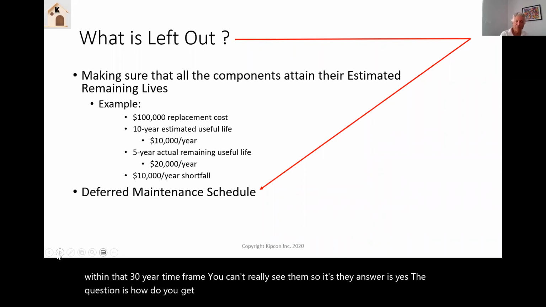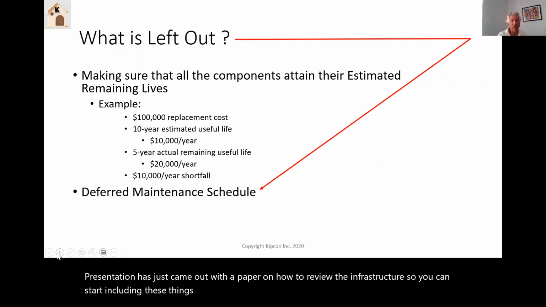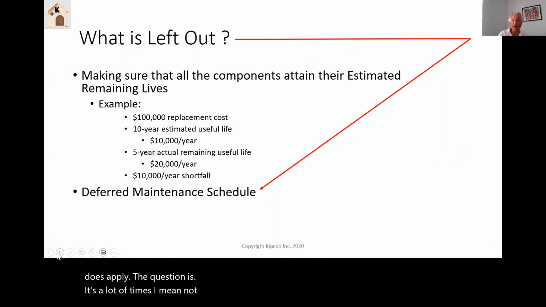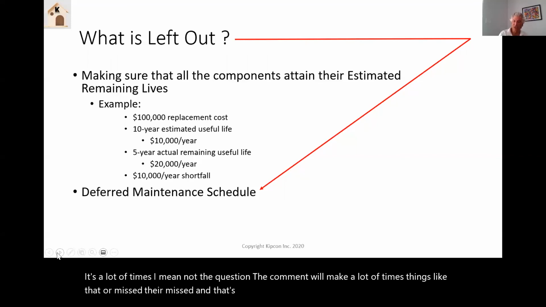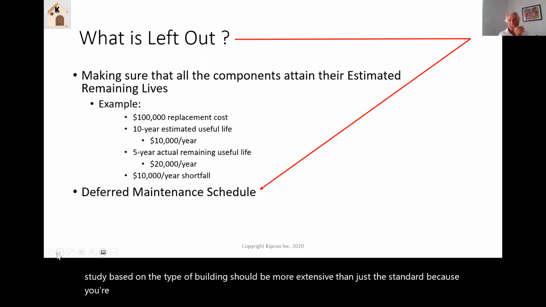CAI, one of the references I'll show you at the end of the presentation, has just come out with a paper on how to review the infrastructure so you can start including these things on your reserve study. But Monica, you are absolutely right. It does apply. A lot of times, things like that are missed, and that's why I suggest, as you'll see later on, that a reserve study based on the type of building should be more extensive than just the standard, because you really need to, for example, do what I said in the last slide, but really start evaluating the building, evaluating the maintenance problems you're having with the building.